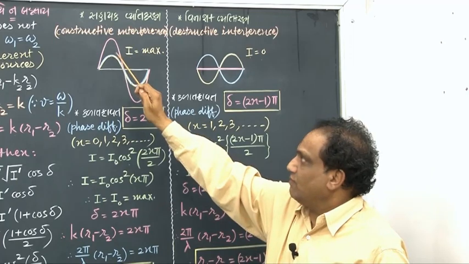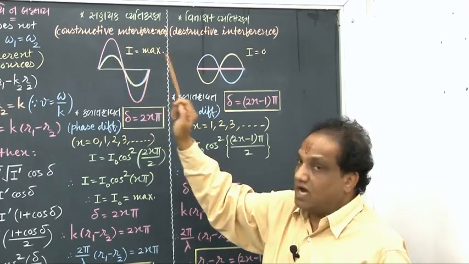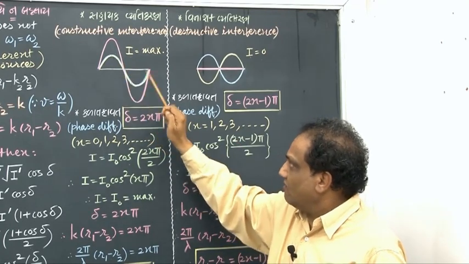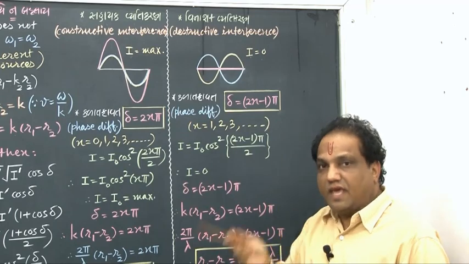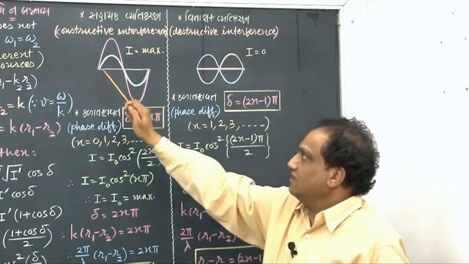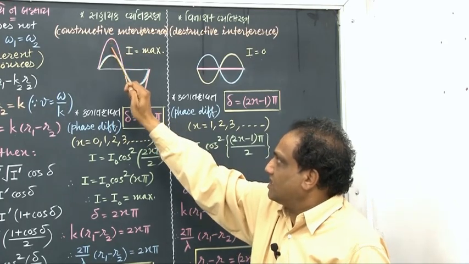First wave I have shown with the blue color, second wave I have shown with the yellow color, and you can see how they are superposing: crest on crest, trough on trough, correct? And when two waves superpose in this manner, the resultant wave has maximum amplitude.